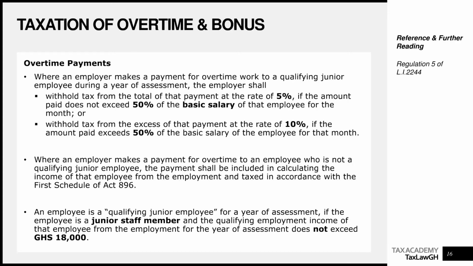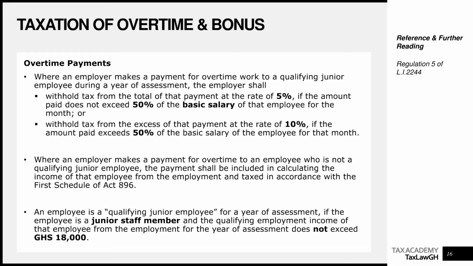We are saying here that an employee, this is a definition of qualifying junior employee, is a qualifying junior employee for a year of assessment if that person is a junior staff member, number one. Number two, and that person's qualifying employment income for the year does not exceed 18,000 Ghana cedis. So when we take the person's qualifying employment income for the whole year, it does not exceed 18,000 Ghana cedis. And in addition to that, the person is a junior staff member, then that person is a qualifying junior employee, and the special rate of 5%, 10% will apply to them.